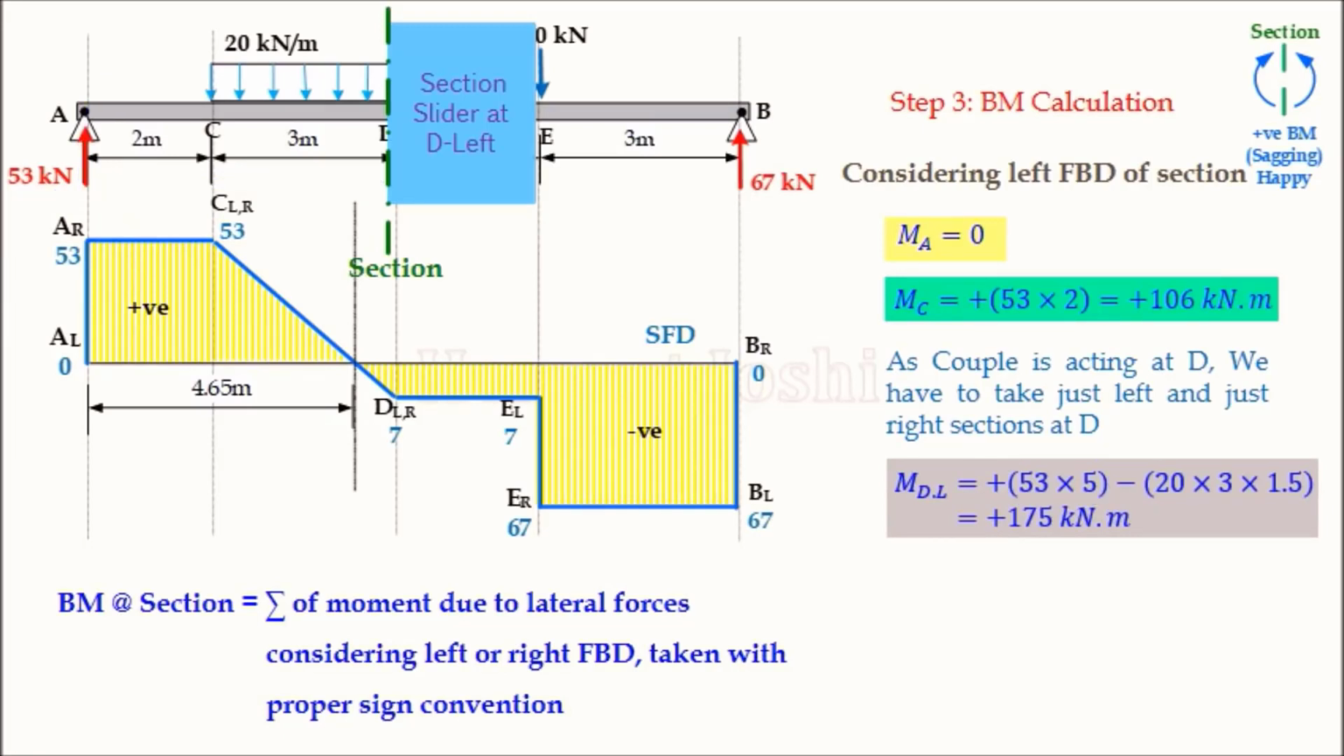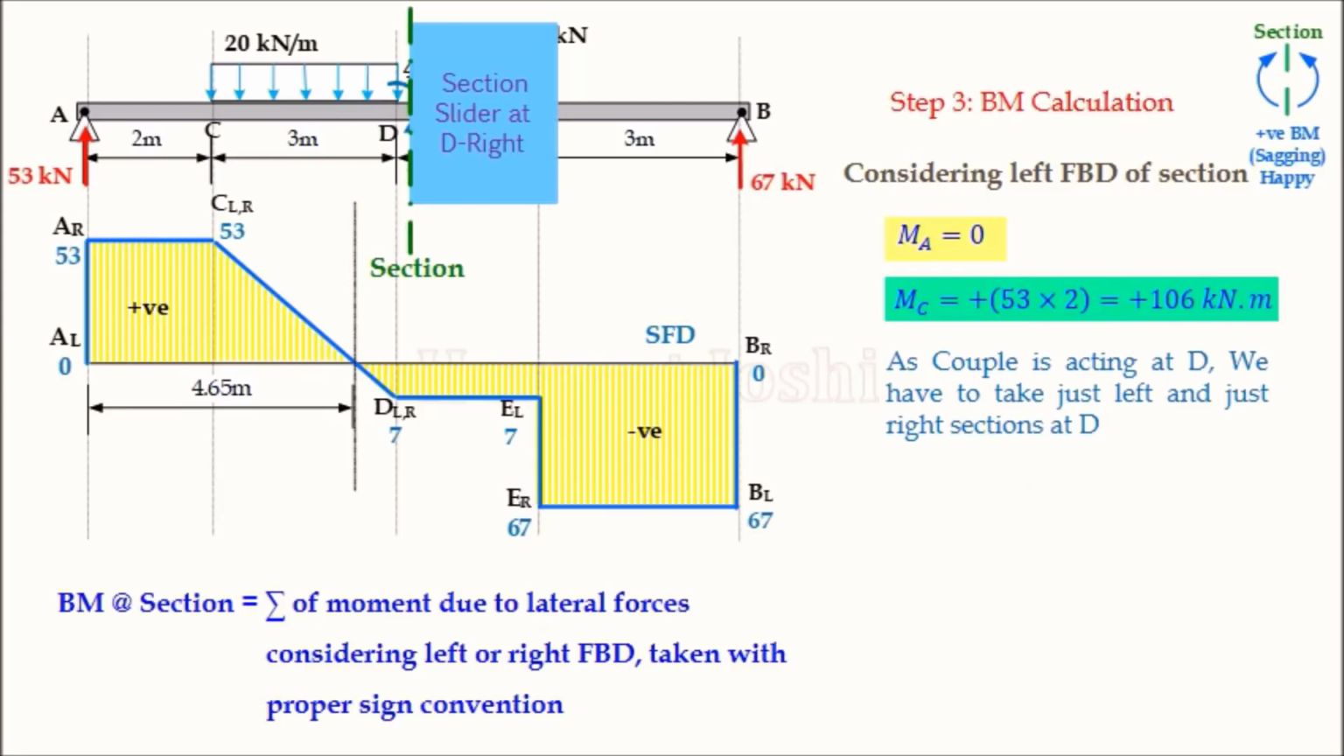Now second case is UDL. So intensity into distance, acting at midpoint here. So intensity into distance, 20 into 3, acting at midpoint. So I want this distance from my section point. So this distance is 1.5. Now observe that UDL is acting downward and it is creating a moment of in type about this section point. So coming in is negative. So minus sign is taken. So 20 into 3 into 1.5 is the moment. Negative because of hogging nature, or in type moment. Answer is there. Moment at D just left.